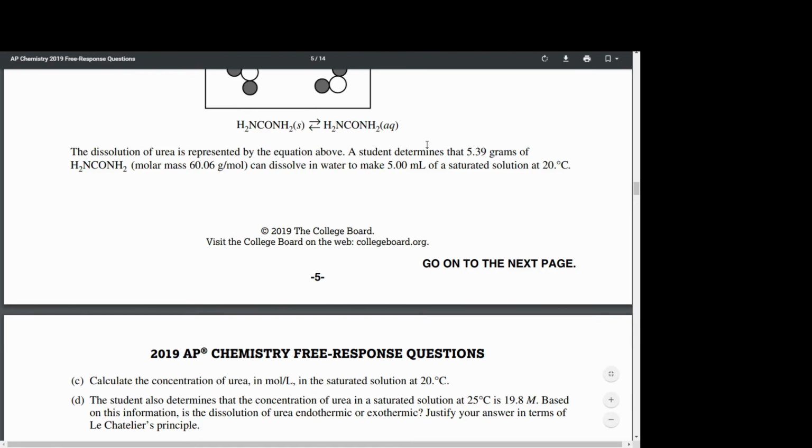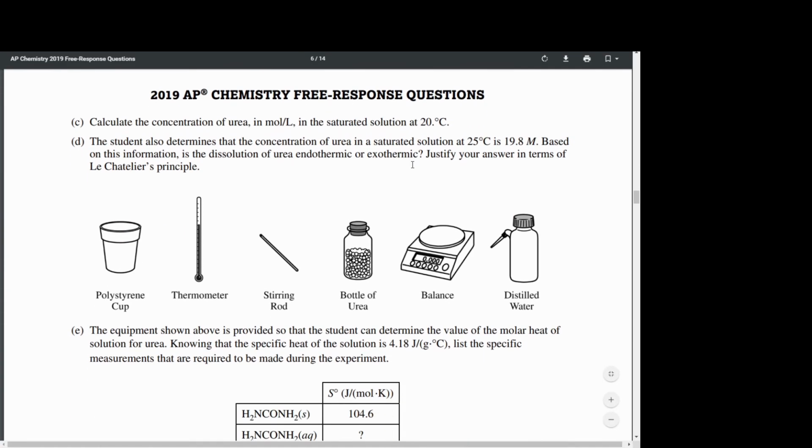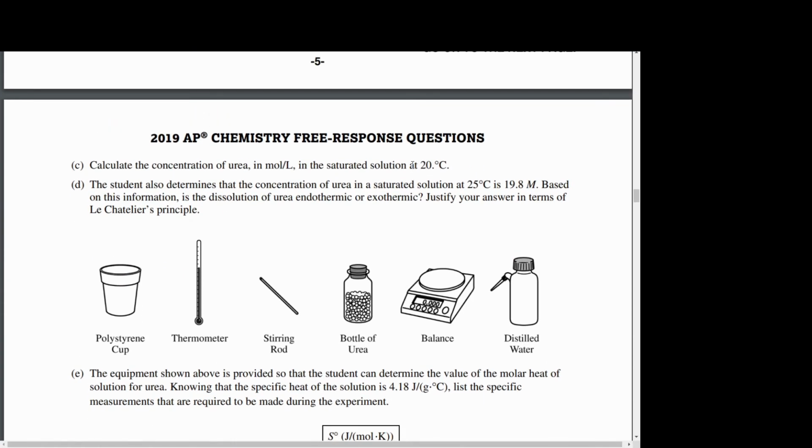That's my logic. E, the equipment shown above is provided so the student can determine the value of the molar heat of the solution of urea. Molar heat. They want you to do calorimetry. That's all they're asking. What do you need to do calorimetry? Knowing the specific heat of the solution is 4.18, close to water. They're just going to tell you to use water most of the time. Joules per gram per degree Celsius.